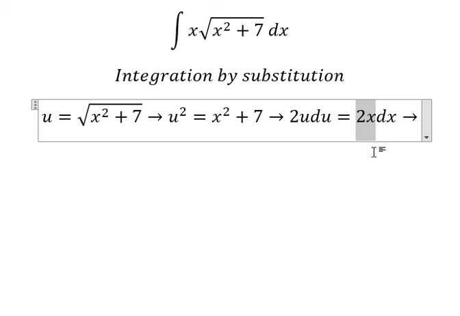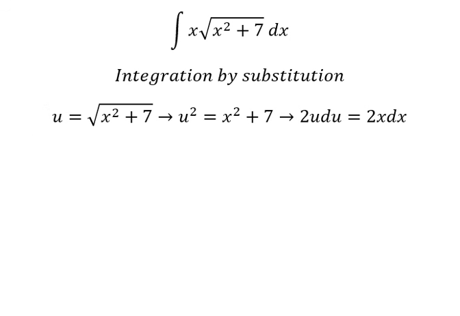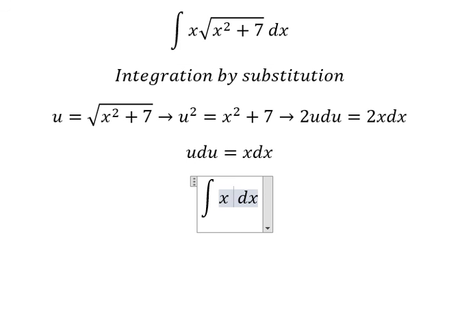Now, we divide both sides by number 2. So we will have u du equals to s ds. The square root we change by u. s ds we change by u du.